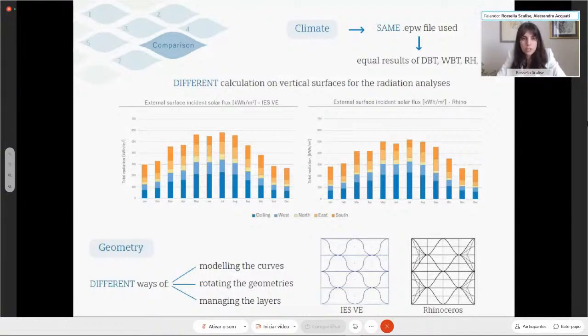Instead, regarding the geometries, the two software have different ways of modeling the curve, rotating the geometries, and managing the layers. And in the right bottom part of this slide are shown the front view of the wave facade drawn on ISV and on Rhinoceros.